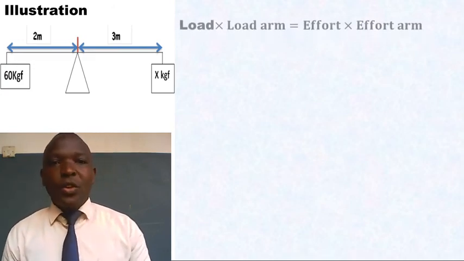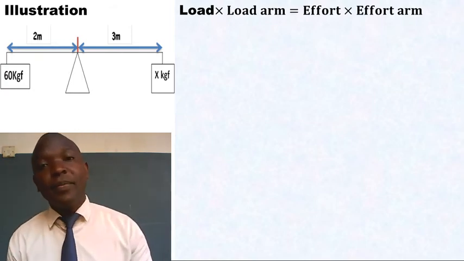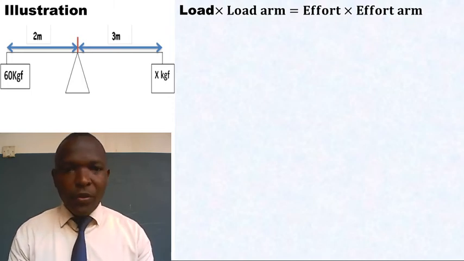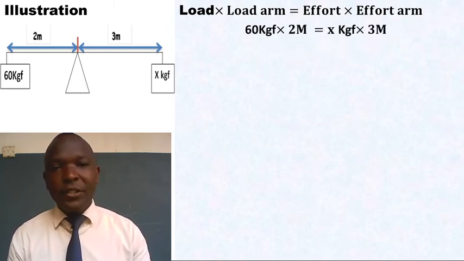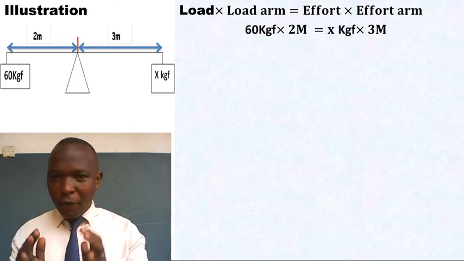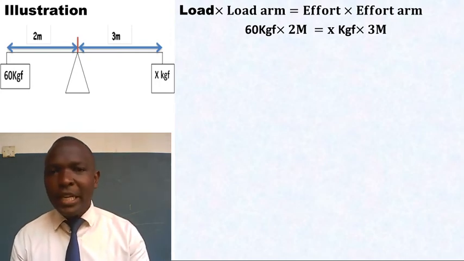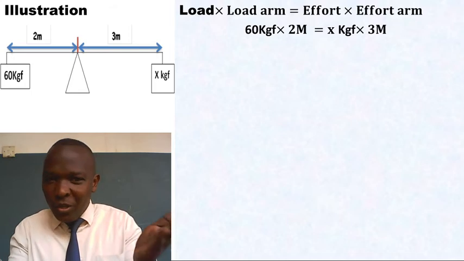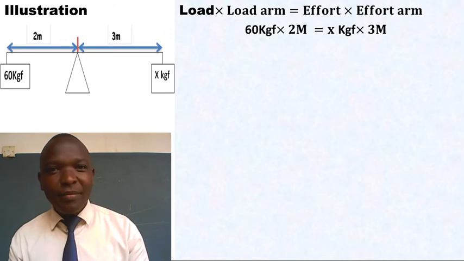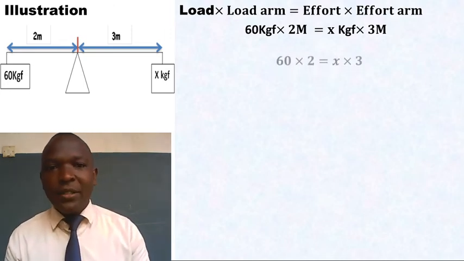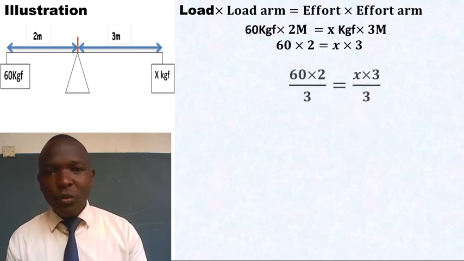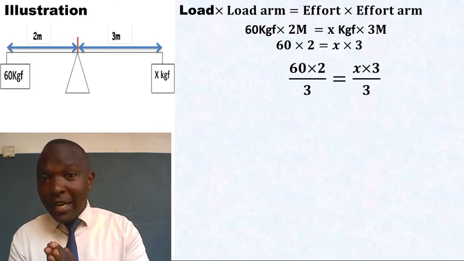Good. So the law: we have the load times load arm equals the effort times the effort arm. So we have 60 kilogram force times 2 meters equals x, which is the weight, we are calling it kilogram force, times 3 meters. Now members, we said we can ignore the units for now, but don't forget to conclude your answer with units. So ignore the units and say now 60 times 2 equals x times what? 3.